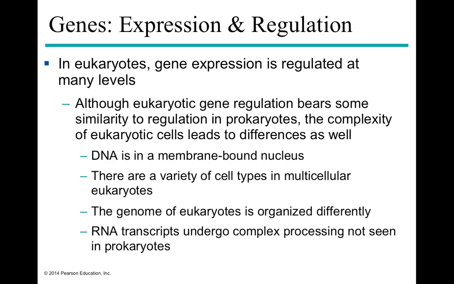But in eukaryotes, gene expression is regulated at multiple levels. So we have multiple different layers of complexity in eukaryotic genes that make it a little bit more complex overall. For example, DNA is found in a nucleus that's membrane bound, and we have a bunch of different types of cells in multicellular eukaryotes that might need different things transcribed at higher or lower levels. And the genome of eukaryotes is organized differently. As you may recall, prokaryotes have circular DNA, and we have multiple sets of chromosomes, which are shaped like X's or little L's. And also our RNA transcripts undergo mRNA splicing and complex processing that prokaryotes don't undergo.